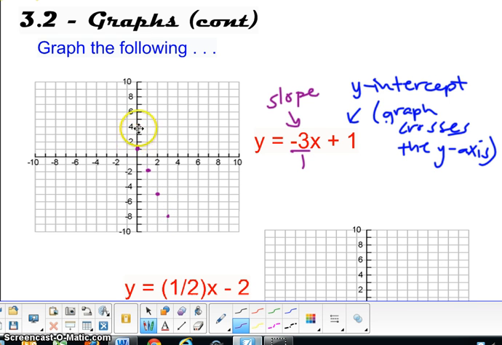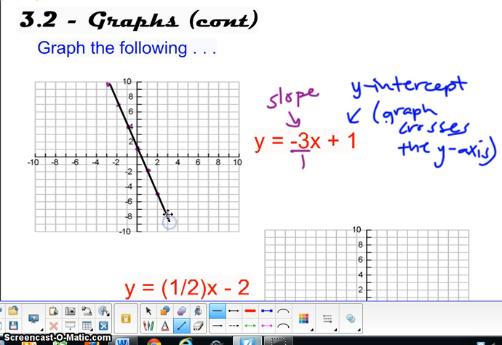And you can go in the other direction as well. A positive 3, negative 1 is still a negative 3. And then we have a lot of points, so we can connect all those points together. And it looks something like that. Arrows on the end, because it does go on forever. And voila, you got yourself a graph.